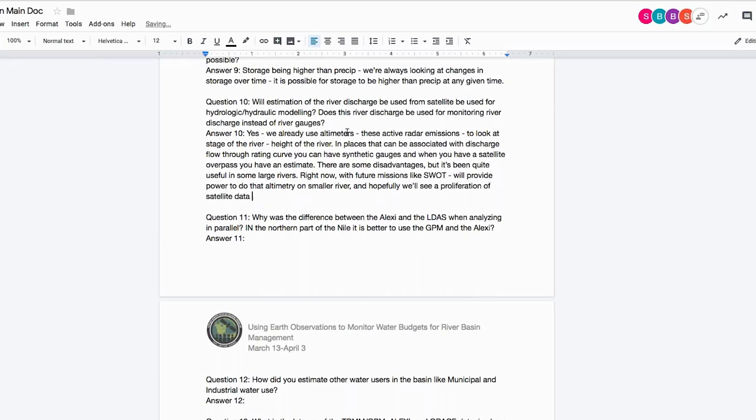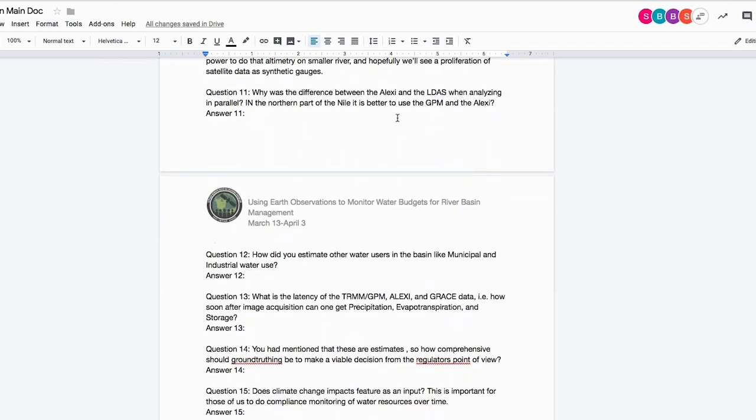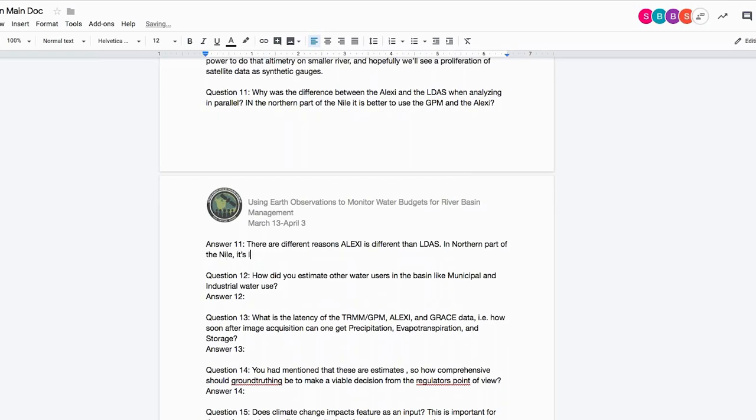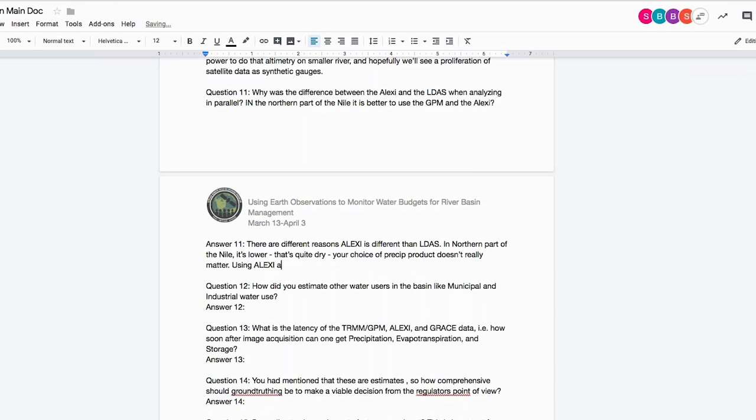Question 11, why was there a difference between ALEXI and the LDAS when analyzing in parallel? In the northern part of the Nile, it's better to use GPM and ALEXI. So there are different reasons why ALEXI is different from the LDAS. The northern part of the Nile, the lower part, is Egypt. That's quite dry. I wouldn't say that your choice of precipitation product really matters in the northern part. Really, I think using ALEXI and comparing it, as we did, to a simulation that includes irrigation was the best thing we could think of to do.